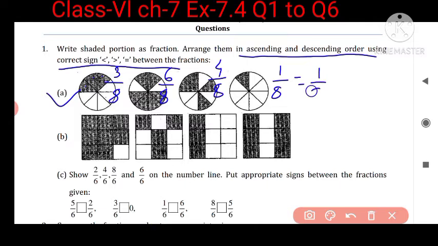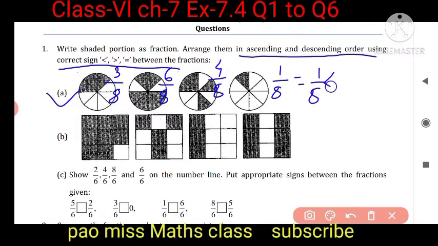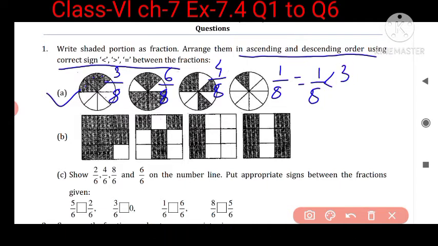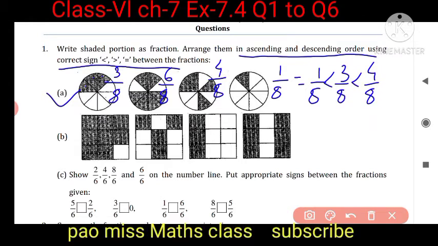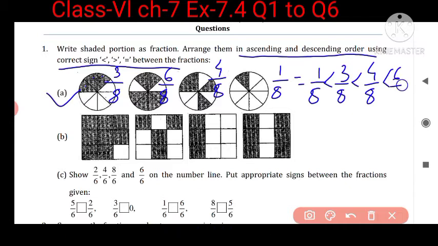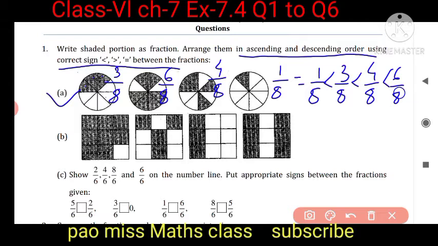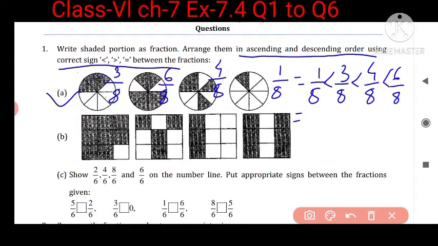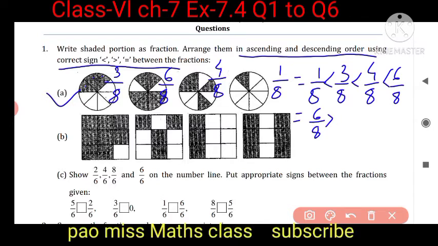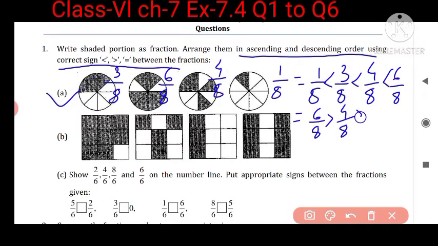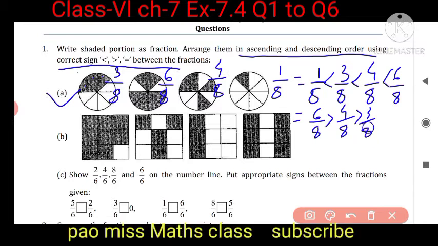1 upon 8. Then next will be 3 upon 8. Then next will be 4 upon 8 and next will be 6 upon 8. This is ascending order, isn't it? Now if you are going to write in descending order, then first we have to write 6 upon 8 is greater than 4 upon 8 is greater than 3 upon 8 is greater than 1 upon 8. In this way you will solve.